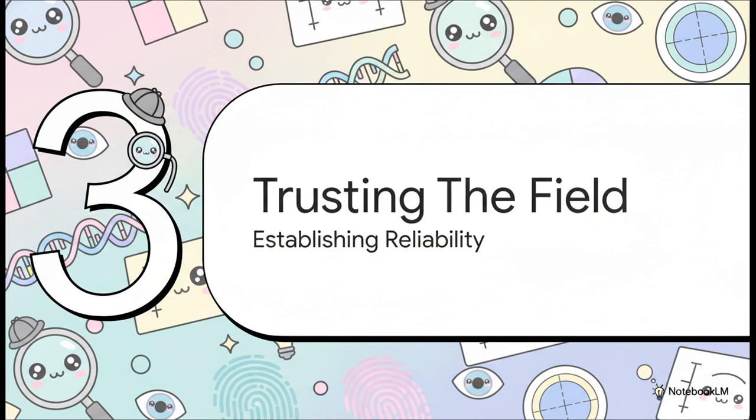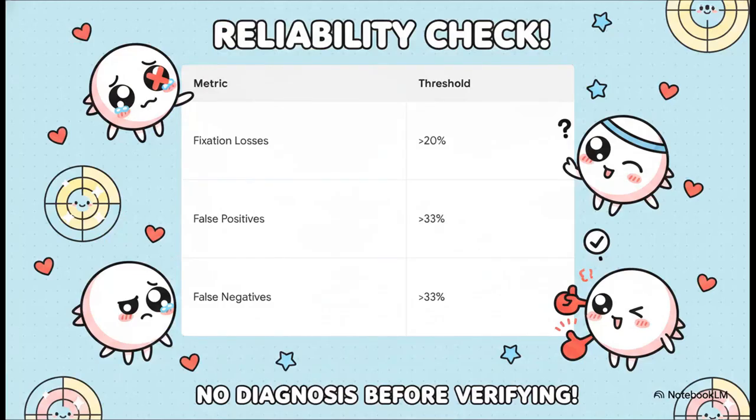All right, Section 3, Trusting the Visual Field. Listen, before you look at a single visual defect, you absolutely must establish reliability. I want you to drill these specific exam thresholds into your memory right now. A field is clinically unreliable if fixation losses are greater than 20%, or if false positives or false negatives are greater than 33%. You must never, ever diagnose glaucoma before verifying if the field is actually reliable.